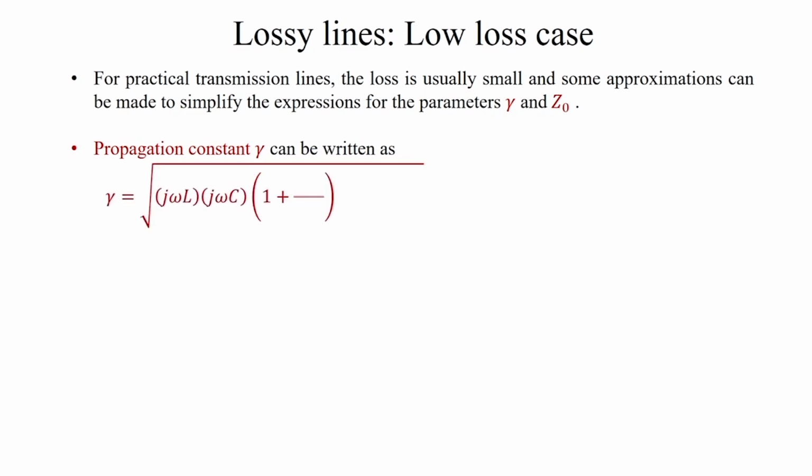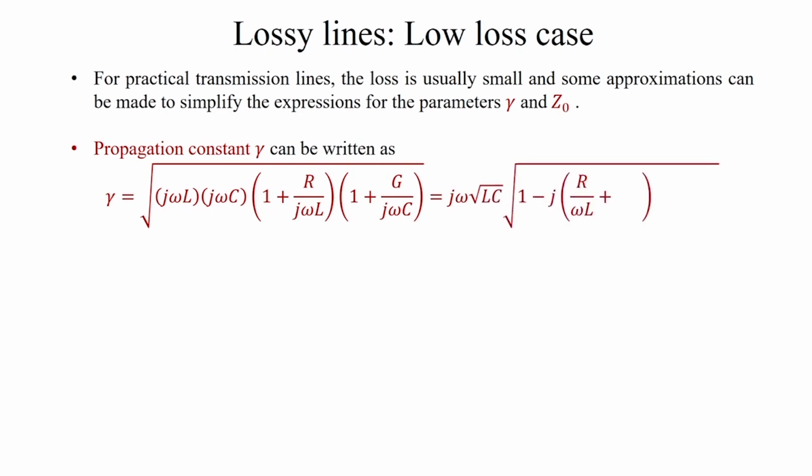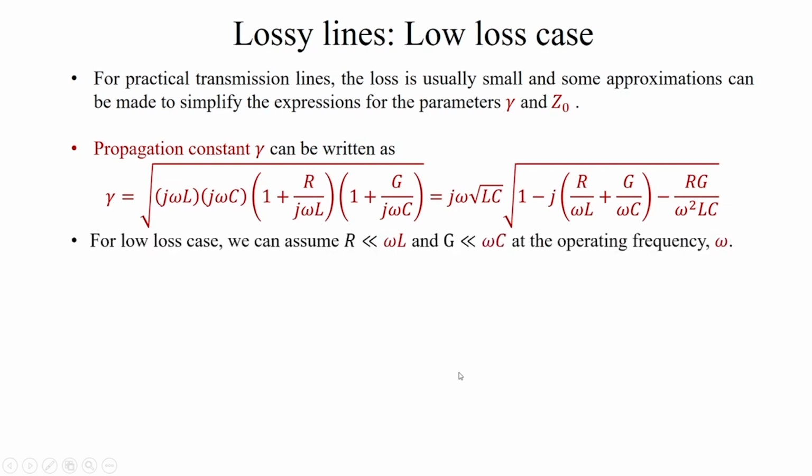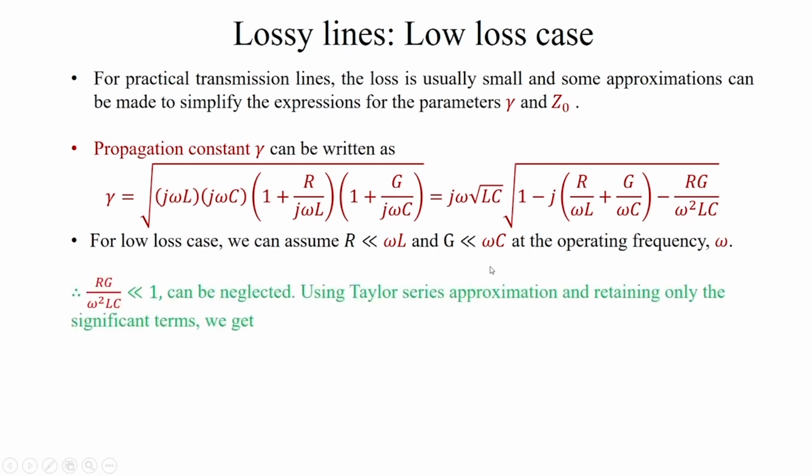So, we can rewrite the propagation constant in this form, and which can be rewritten in the form shown, where we have j omega root L C taken out, and we have written in the form R by omega L, G by omega C. For the low loss case, we assume that at the operating frequency R is very small compared to omega L, and G is very small compared to omega C, and therefore this product term R G by omega squared L C will be even smaller, and as compared to 1, it can be neglected.